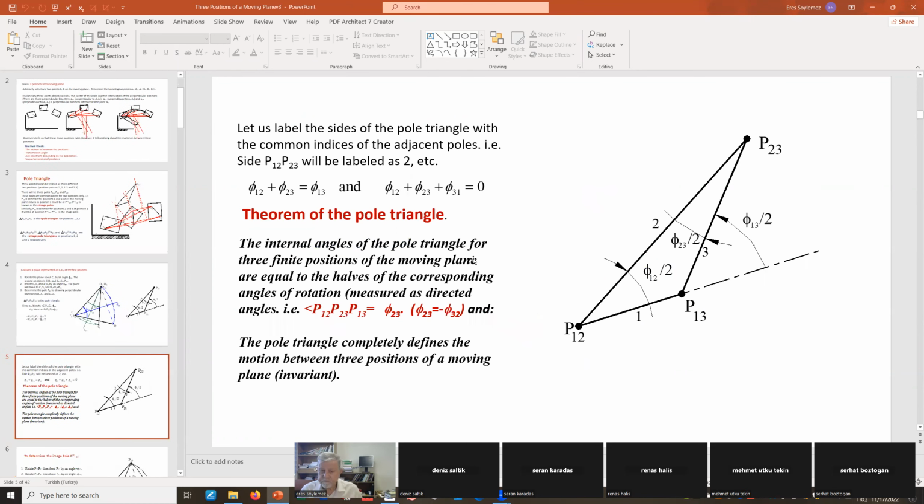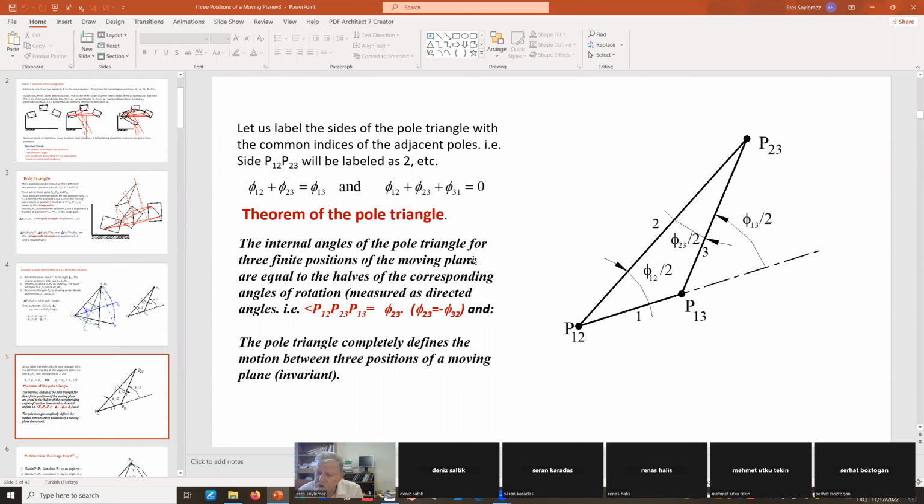Now, the internal angles of the pole triangle for 3 finite positions of the moving plane are equal to the halves of the corresponding angles of rotation, measured as directed angles. The pole triangle completely defines the motion for 3 positions. The motion between 3 positions is completely defined by the pole triangle.